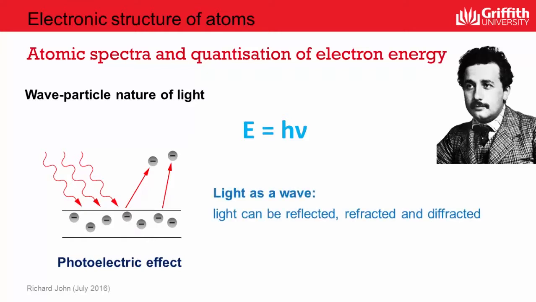At the time, light was considered to be a wave. It could be reflected, refracted, diffracted, and it could set up interference patterns. All of these are properties of waves.